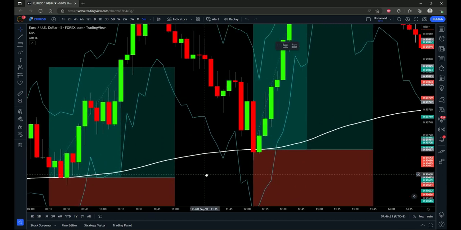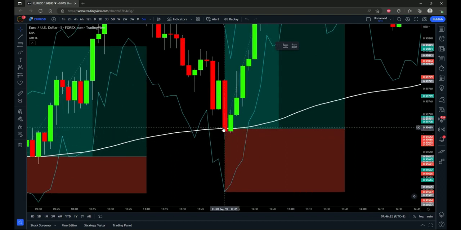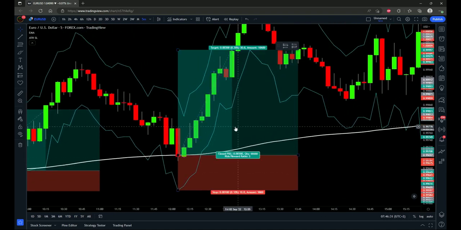The next one, we have another pullback right into the 200 EMA, and that's going to be the next entry. Stop loss goes to the stop loss indicator using a 1 to 3 risk to reward ratio, and this one also comes out as a profitable trade. But let's see how it performs over a series of 100 trades. Very simple strategy, so I don't need to explain it that much more. So let's just get into the 100 tests, and then I'll talk about the actual results after that.